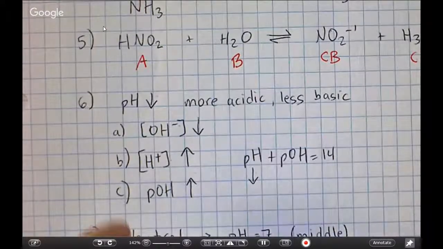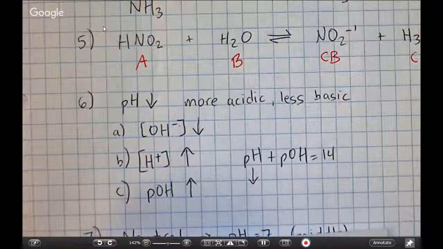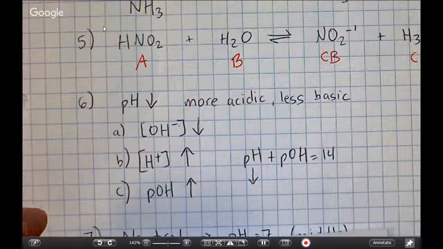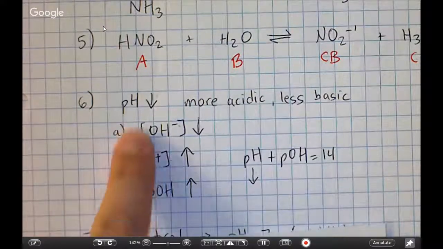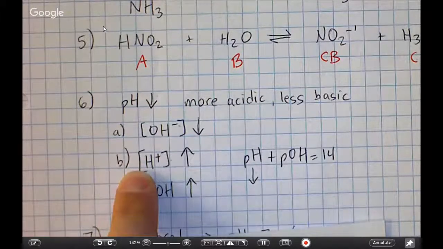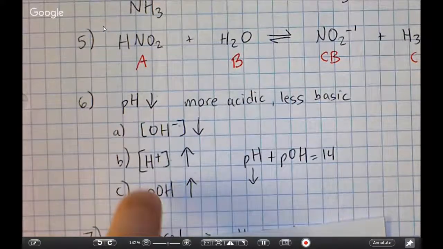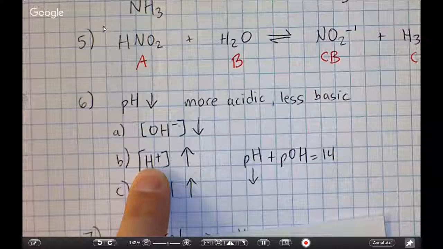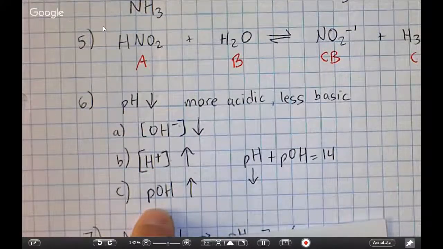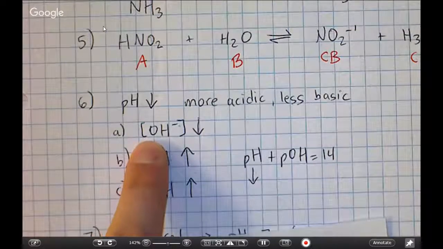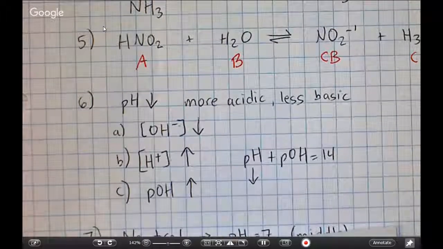Plus, something else to keep in mind is that pH and concentration are inversely related. So if pH goes down, concentration goes up. Same thing with pOH. If pOH goes up, hydroxide goes down. So they mean similar things. It's just that if one goes up, the other goes down.